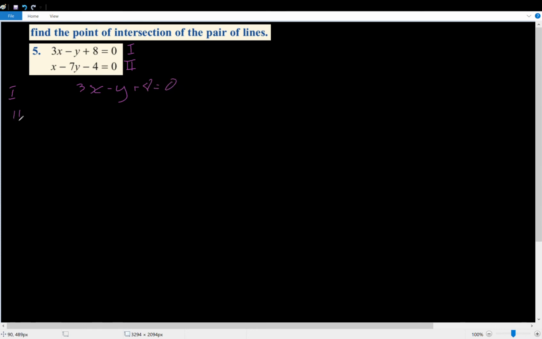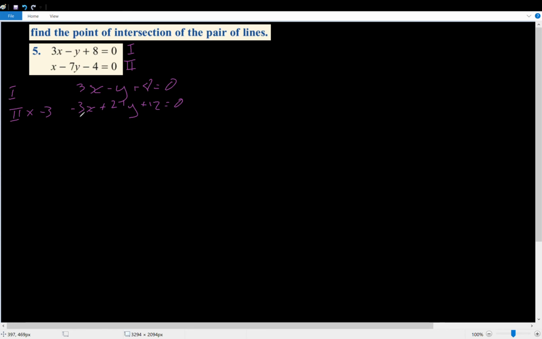But to equation 2, I'm going to multiply that by minus 3. So I'm going to get minus 3x plus 21y plus 12 is equal to 0. Make note that I multiplied by minus 3 everything in the line, not just the x value that I wanted to match up.